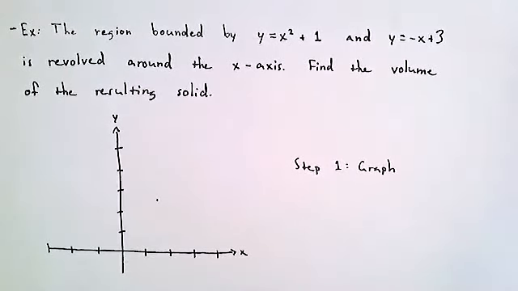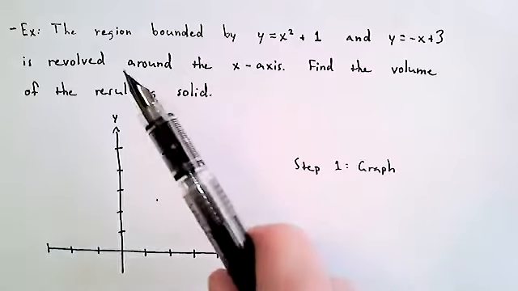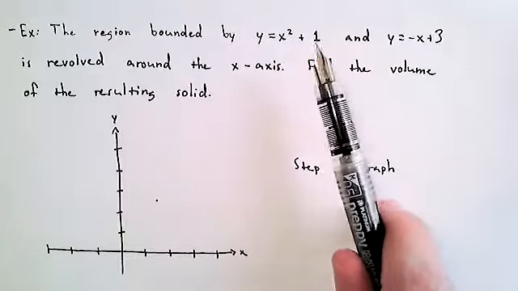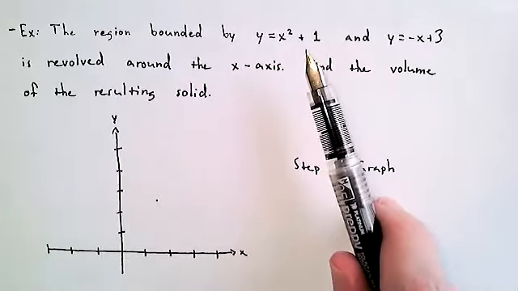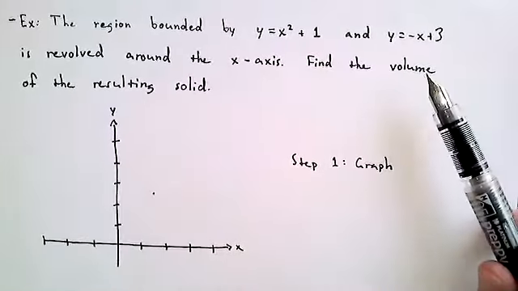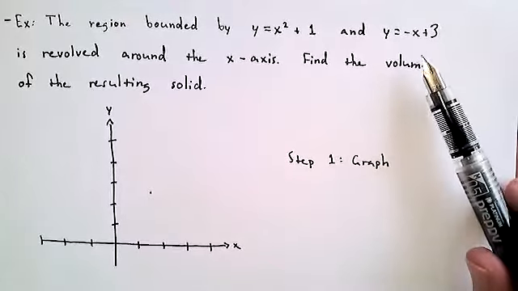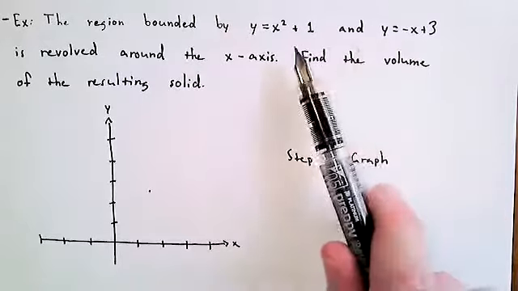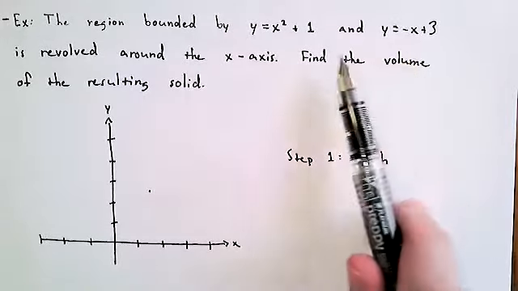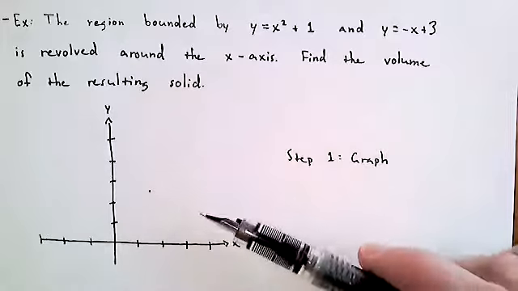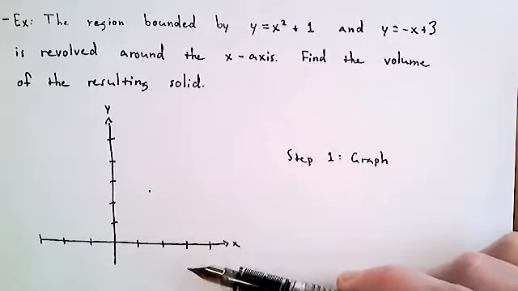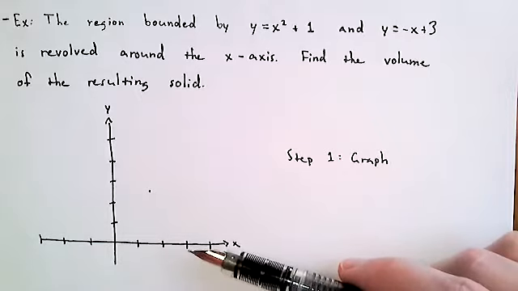Okay, so here is my first example. We're going to be looking at a region bounded by two curves. The first one is the parabola y equals x squared plus 1. And the second curve is the line y equals minus x plus 3. So we're going to take the region bounded by these two curves, and then we're going to revolve it around the x-axis, just like I did in my picture earlier.